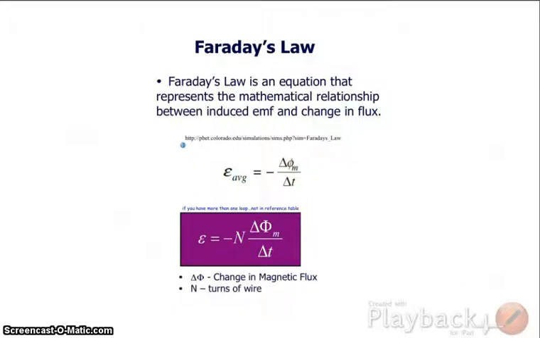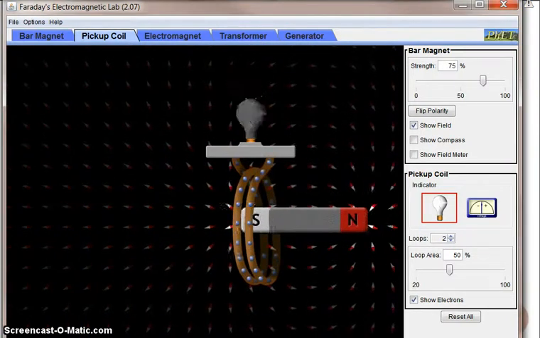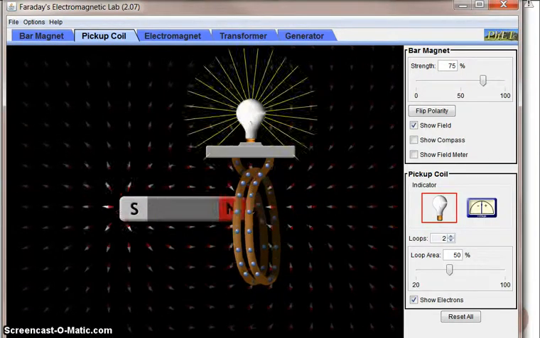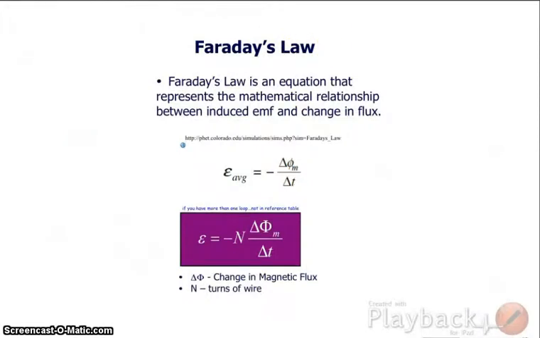So you have this EMF. So you produce this voltage, potential difference. And it depends on your change in flux over time. So if we bring this back up, you move it real slow, you get little light. Move it real fast, get lots of light. Okay, so that's what this is all about. And it's a negative. So it's the opposite direction.